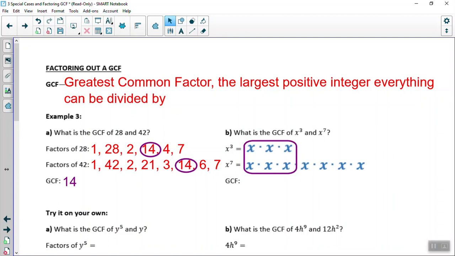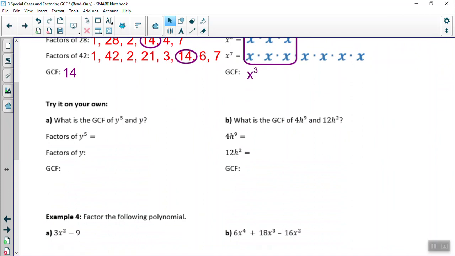They have 3 x's in common. It basically comes down to what's your smallest one, because that's the most that they can have in common, which is 3. So our greatest common factor would be x to the third power. Right? They each have x to the third power. All right, so now I want you to come down here. These are going to be your try on your owns.